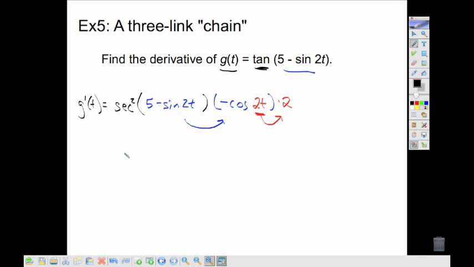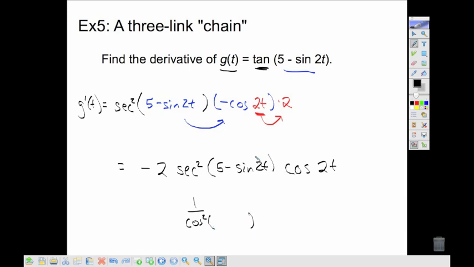And so again, I could multiply all this out to simplify it. Maybe move the 2 out front and the negative. So now I have negative 2 secant squared of 5 minus sine of 2t. Notice that's all inside of secant, so I can't combine it with the next part. And then times cosine of 2t. Also remember, this is secant, and we could think of that as 1 over cosine squared of all of this, but that would not cancel out with this cosine because the inside is different.